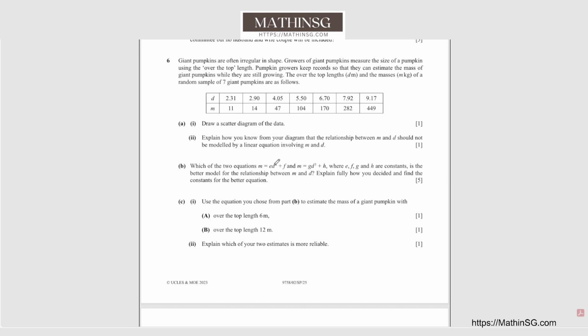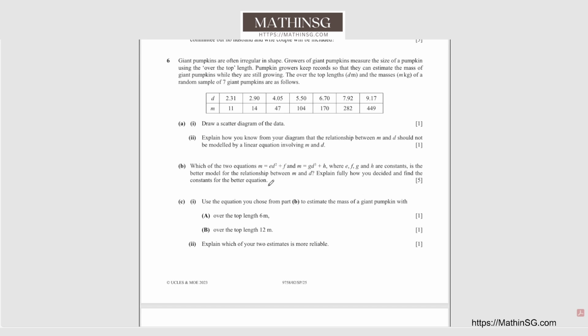Which of the two equations M equals ED squared plus F and M equals GD cubed plus H, where E, F, G, and H are constants, is the better model for the relationship between M and D? So what you need to do now is to do a linear regression between M and D squared, and M and D cubed, and see which one has an R value closer to 1. Because this is a positive relationship where as M increases, D also increases, your R value will definitely be positive. So the nearer the R value is to 1 for the model, the better the correlation.